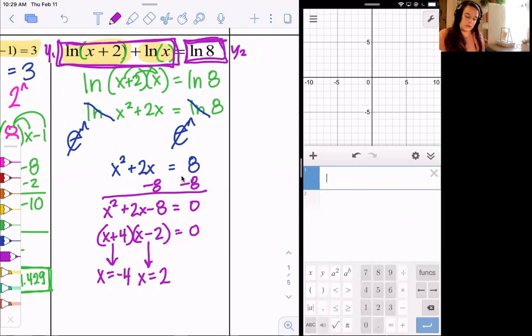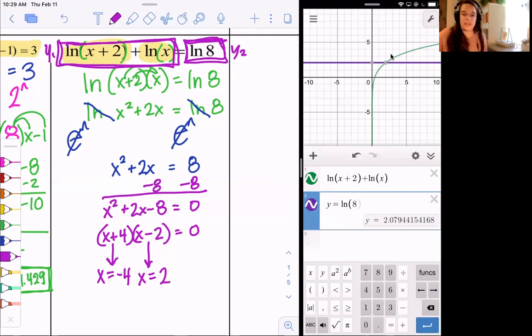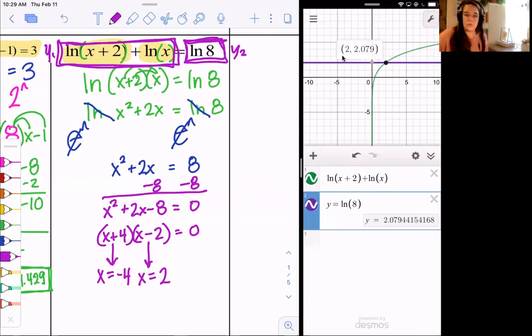So the first one is natural log of x plus 2 plus natural log of x. And I want that to be equal to the natural log of 8. I have to put y equals here. Y equals the natural log of 8. So I see one solution here is at 2. One solution is at 2. So I know that 2 is an answer.